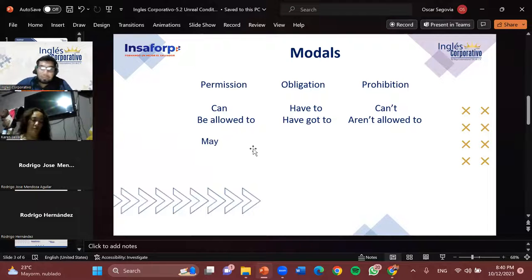Or in a different way, for example, if you're gossiping about the obligations that someone has at your work, you may say, if I had to do what he's doing right now, I would do it this way. You know, if I had that obligation, if I had to do what he's doing right now, I would do it this or that way. And have got to is basically the same thing.